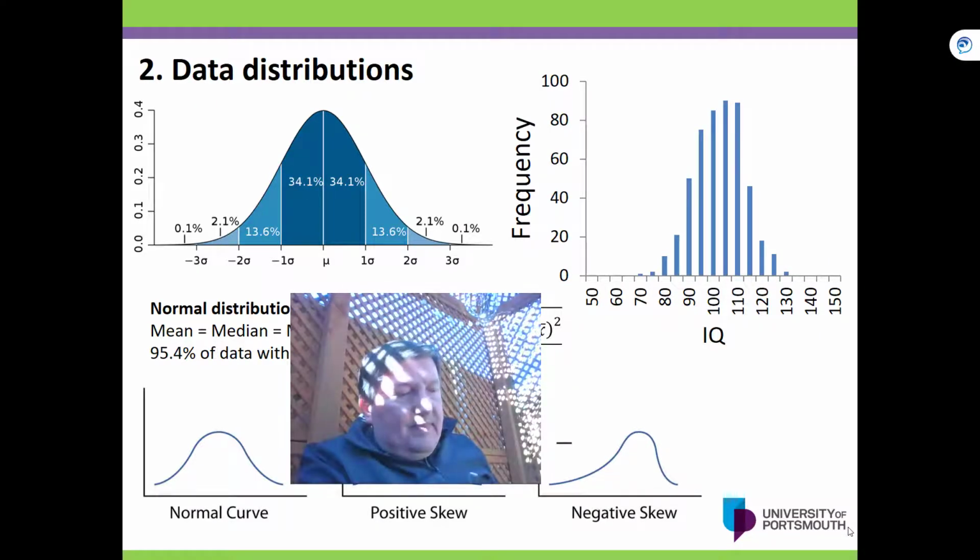IQ might be another one as well. So IQ has been specially arranged so that the average IQ is 100, and people with above average IQ have IQs above 100. So people with IQs below 100 would be lower than that, and it would follow this type of distribution in a population of people.